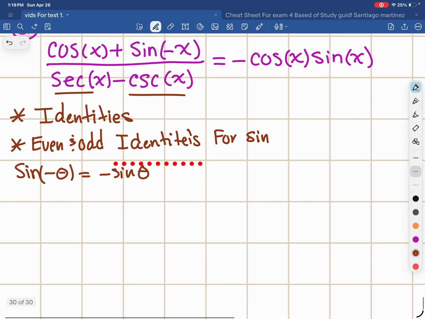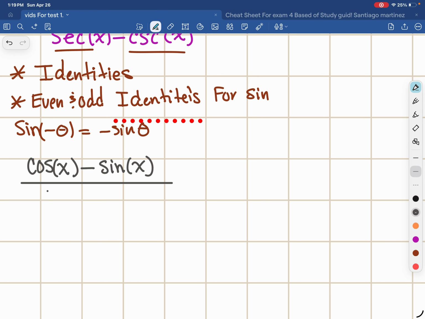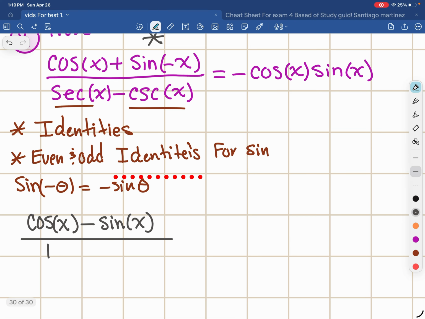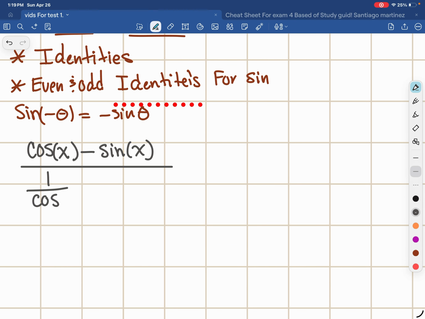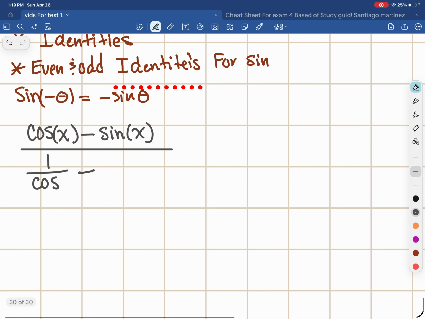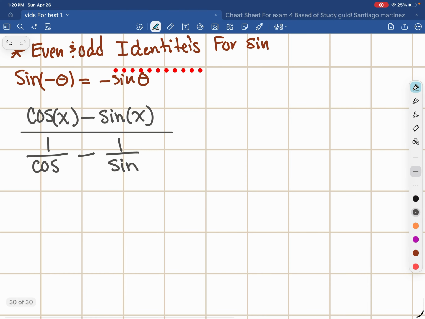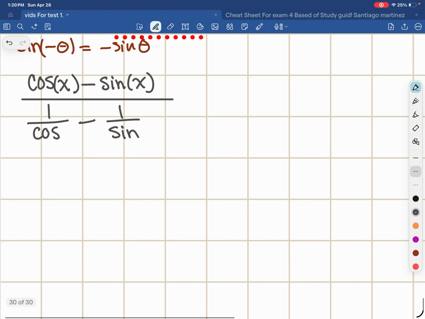So let's write how this would actually affect our problem. We should have cosine of x minus sine of x over 1 over cosine minus 1 over sine. The next step is we're going to combine our common denominator. So we have to figure that out. Right off the bat, we're going to have to multiply sine to one side and cosine to one side.